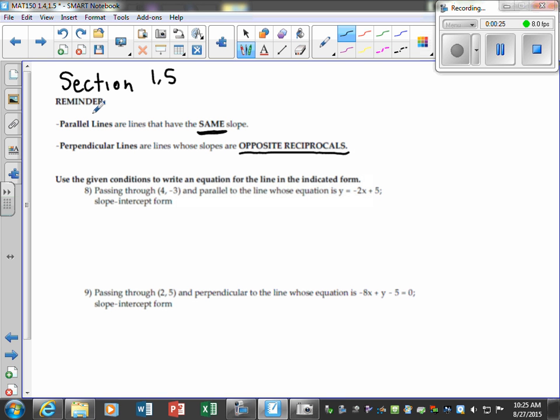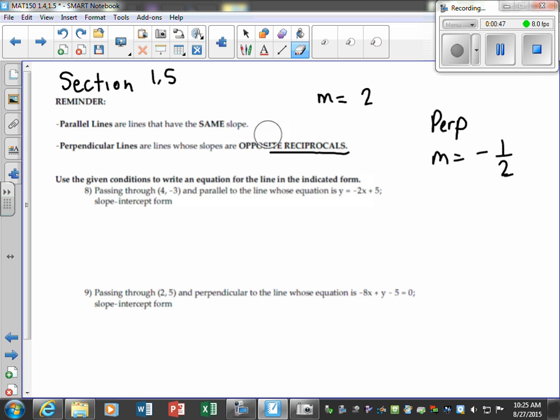Now, what do we mean by opposite reciprocal? So if my given slope is 2, the opposite reciprocal of that would be what? Opposite, and the reciprocal of that would be 1/2. So that's what we mean by opposite reciprocal.